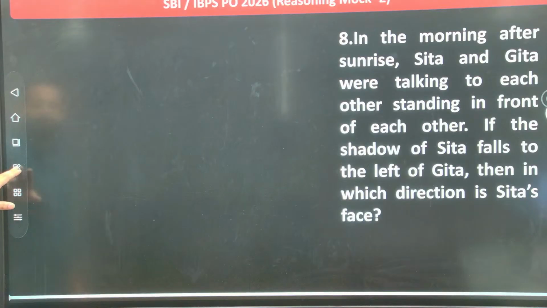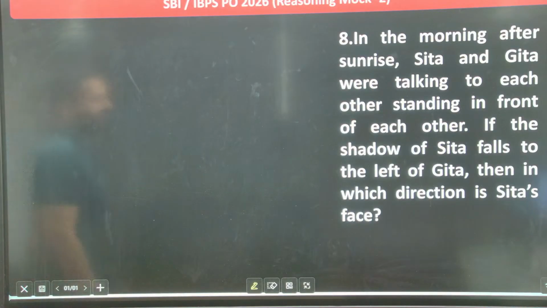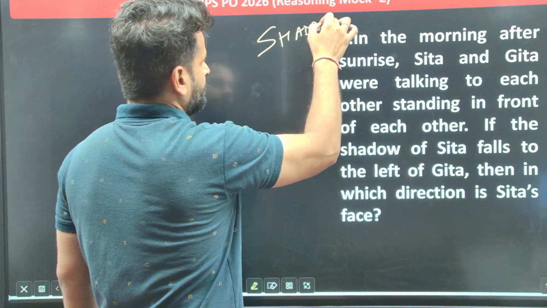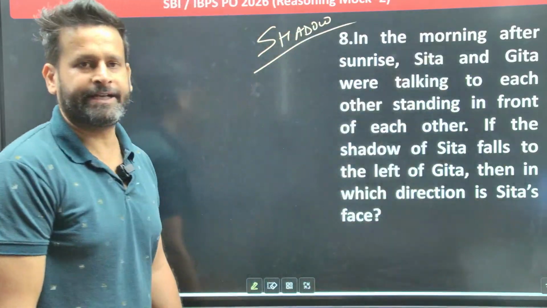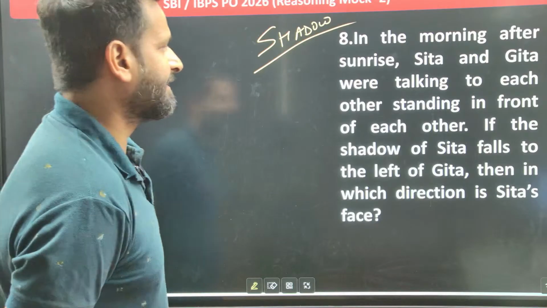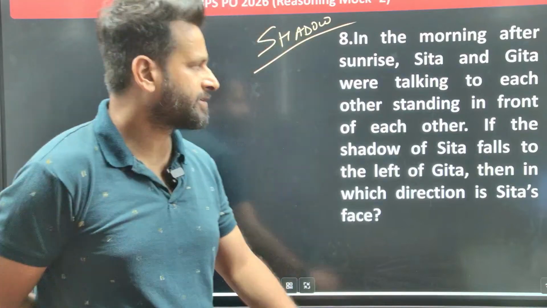Check this out. This particular question is shadow based. Shadow based question. Read it out. Please try to understand what the examiner is trying to say. In the morning after sunrise. So the situation is of morning.